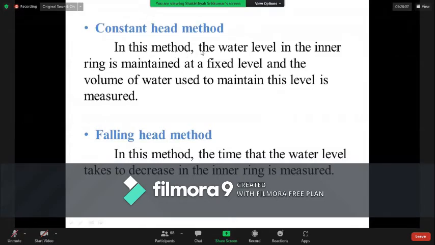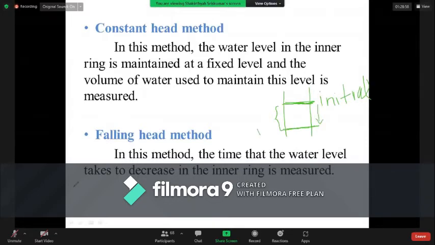In this method, the water level in the inner ring is maintained at a fixed level, and the volume of water used to maintain this level is measured. This is the inner cylinder. Clearly, your water is here, the inner level.